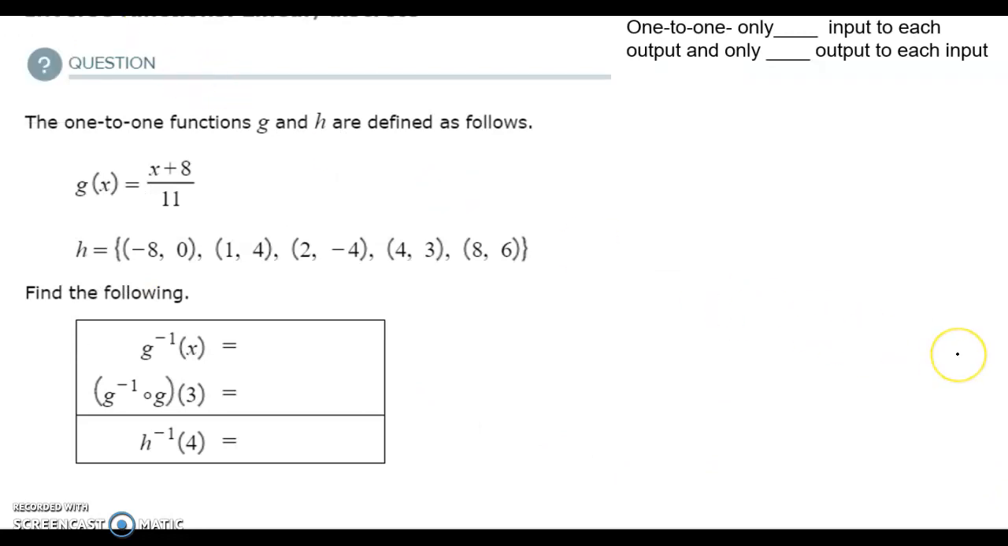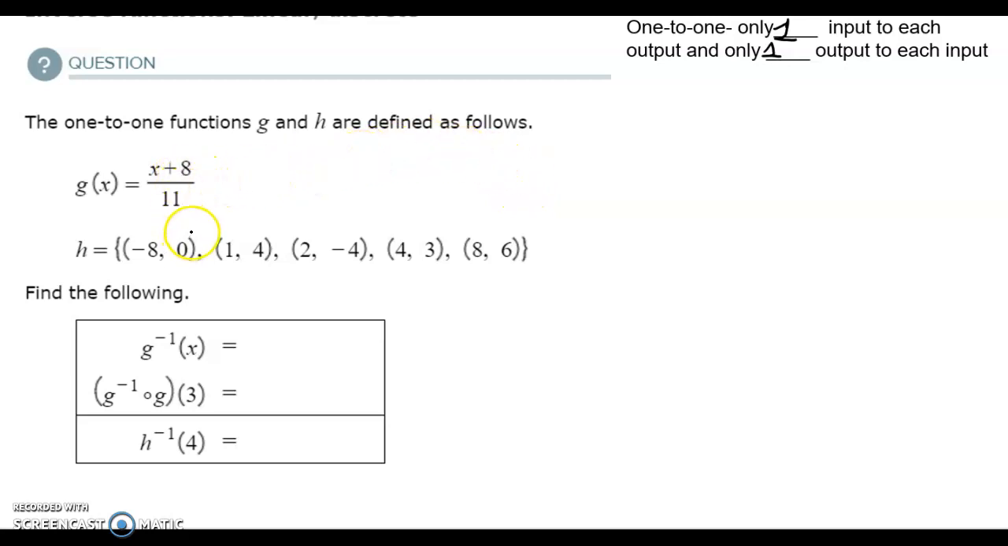Okay, so this tells us one-to-one functions, g and h are defined, and then it asks us to do some operations with that. So we're going to take a second to define what a one-to-one function is. I want you to write down this definition. A one-to-one function has only one input to each output and only one output to each input. So that means no x's repeat and no y's repeat.